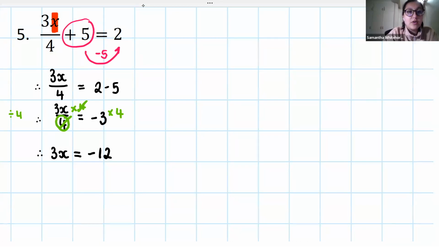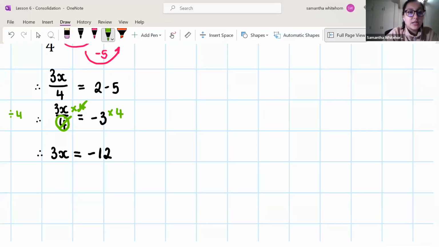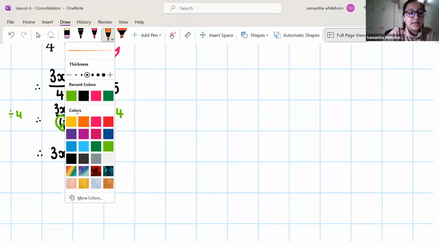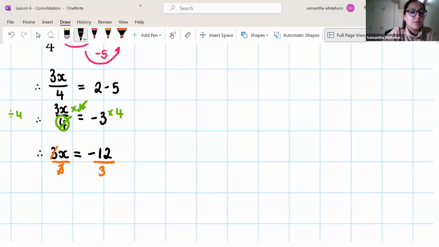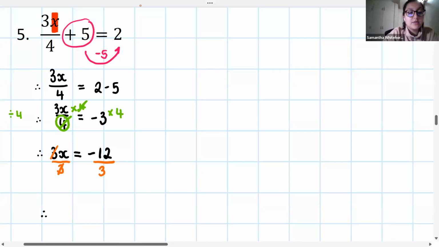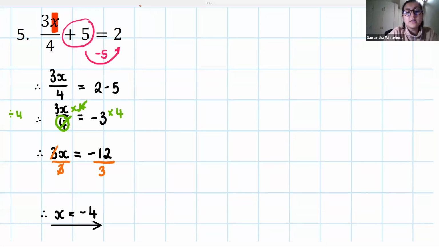I still have that coefficient that I need to deal with, and we know that to deal with a coefficient, we divide by the coefficient because it was 3 times x, so the opposite is division. And so we've got negative 12 divided by 3. Now, guys, remember, a negative divided by a positive is a negative, so x is equal to negative 4 because 12 divided by 3 is 4.